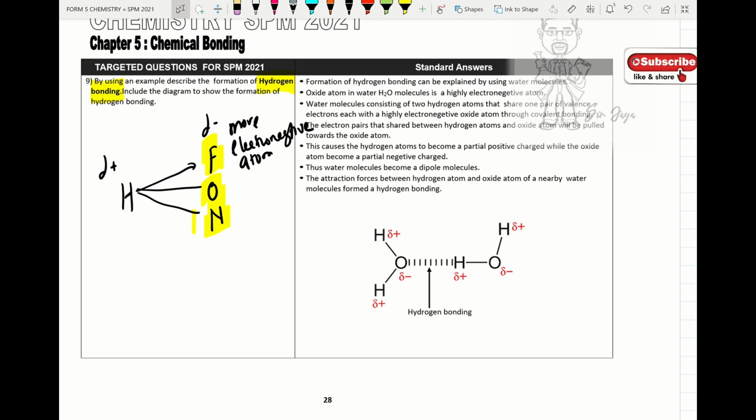So we try to answer this question. Please remember, in the module, the formation of hydrogen bonding can be explained using the water molecule. The oxygen atom in the water molecule is a highly electronegative atom.